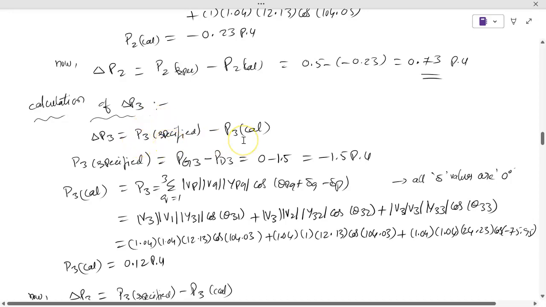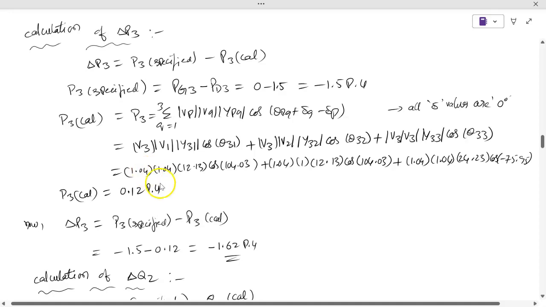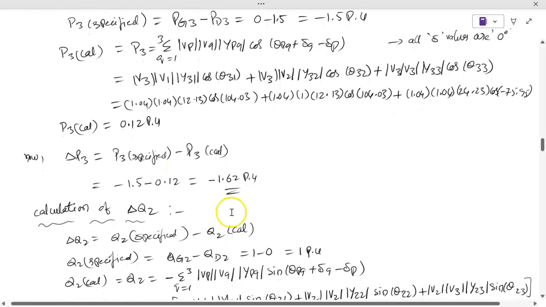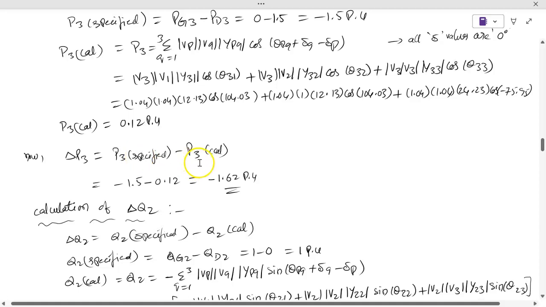With this delta P2 calculated, now delta P3, same procedure. Delta P3 specified minus delta P3 calculated. Delta P3 specified is given in the table as Pg3 minus Pd3, that is 0.0 minus 1.5, that is minus 1.5. For P3 calculated, here the P value is 3 and Q value is 1 to 3, that is 1, 2, 3. You will get 3 terms after substituting all the values. Now delta P3 is specified minus calculated, so we will get this value.